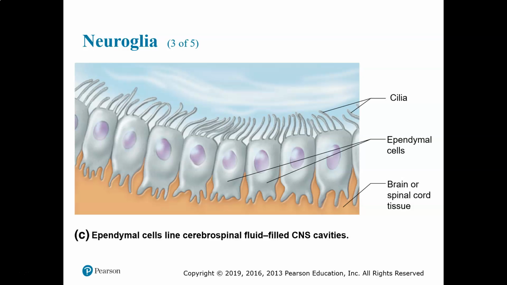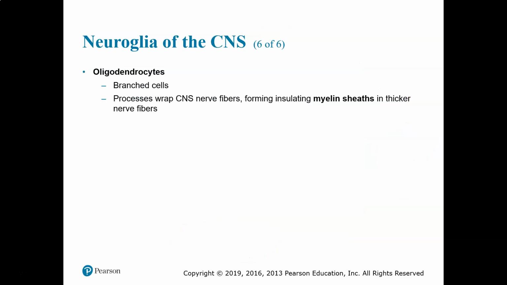The ependymal cells line the inside of the brain and the inside of the spinal cord, and they produce cerebrospinal fluid. That is fluid that helps to support and cushion the brain, and it is sometimes abbreviated CSF. Cerebrospinal fluid is formed by ependymal cells. Ependymal cells are lined with cilia to help move that fluid. That fluid just keeps moving and circulating around the brain and the spinal cord, keeping it healthy.